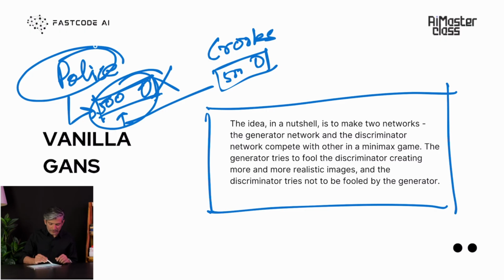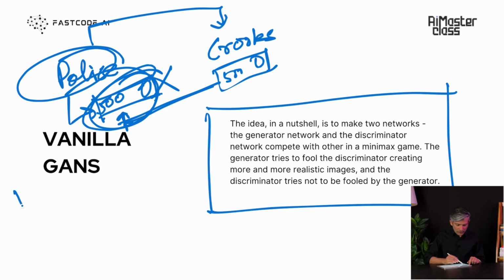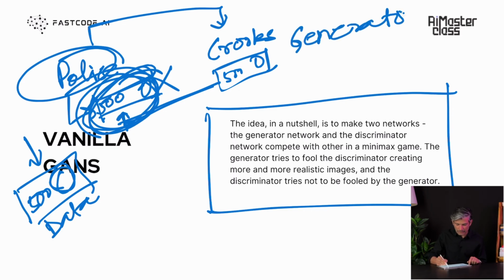And then there's a feedback loop, right? The police is making these crooks more powerful because they then try to make better notes so that the police is confused. So they're putting more effort into creating more and more realistic notes. And then we also have our real notes, the ones actually printed by the government, by the Reserve Bank of India. So these are our data set. And the crook is actually our generator model, and the police is the so-called discriminator model.